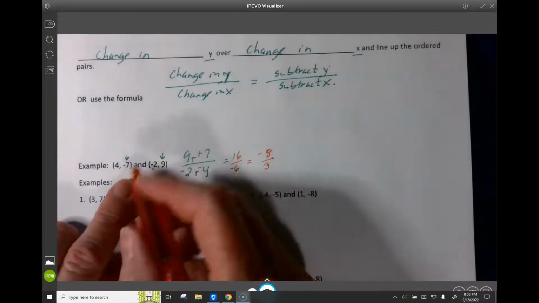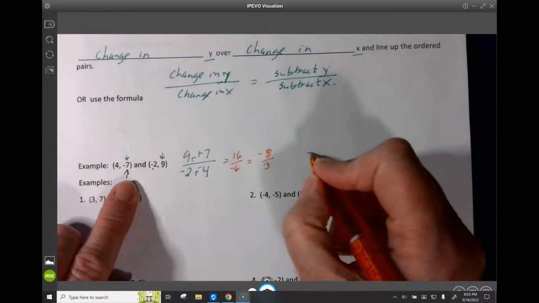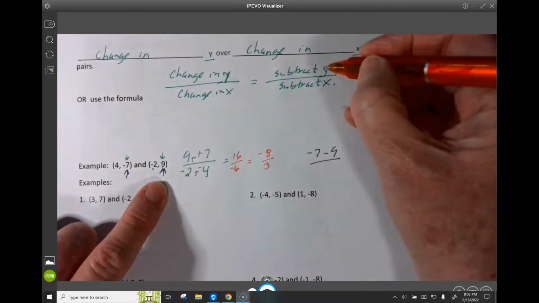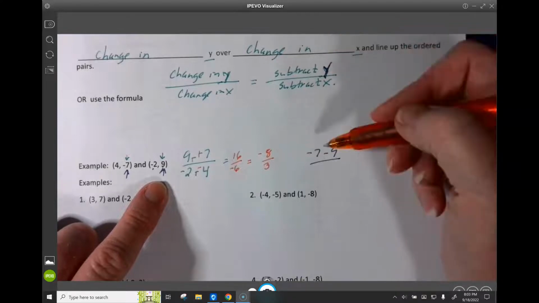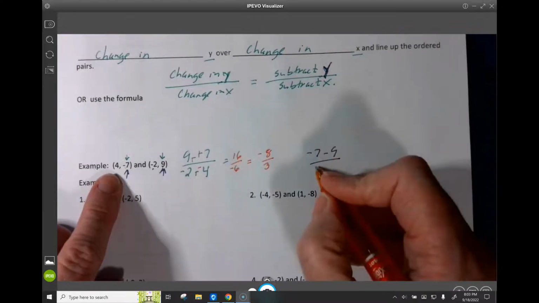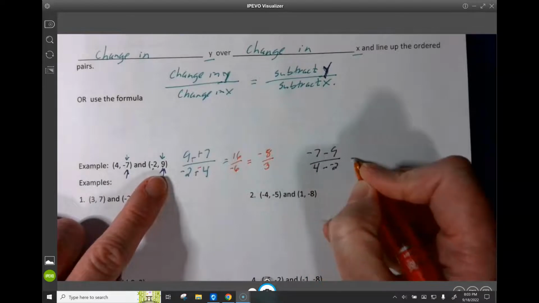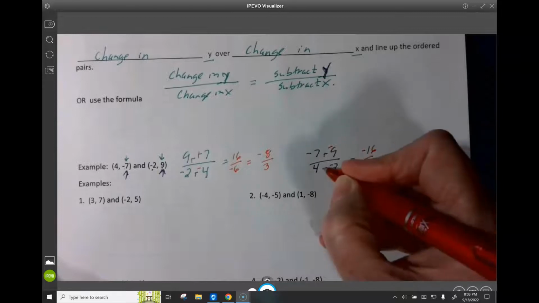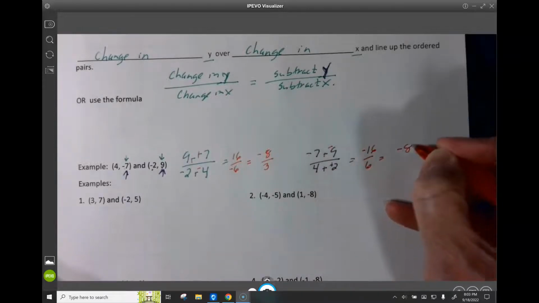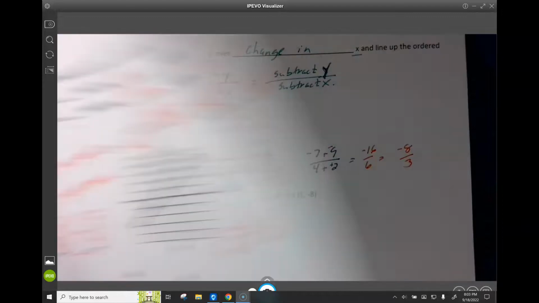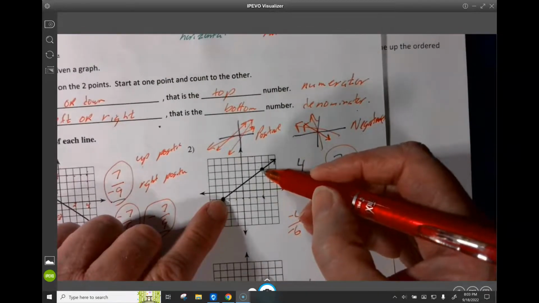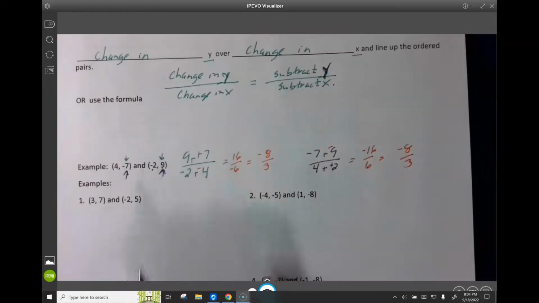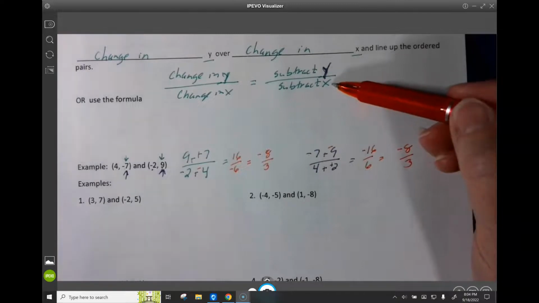What if I would have started with the -7? So I would have gone -7 minus 9, because y has to be on top. Okay, because I go up and down first. So if I started with the -7, I need to start with the 4, minus -2. So now, I always cross the line and change the sign because I mess up on negatives. I still get the same thing. Just like when we were counting over here, it doesn't matter which number I start with, which finger I start with. Same thing here. It doesn't matter which one I start with, but I do have to have y on top and x on the bottom.